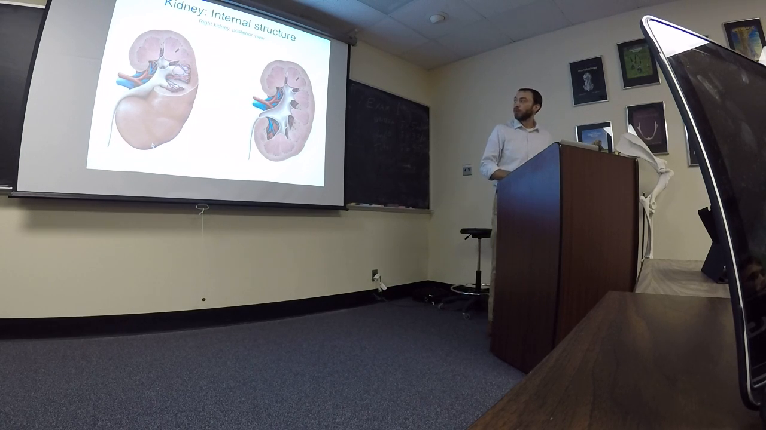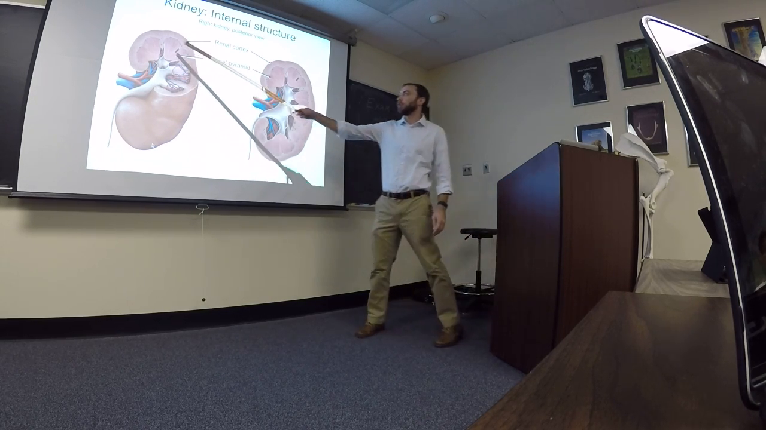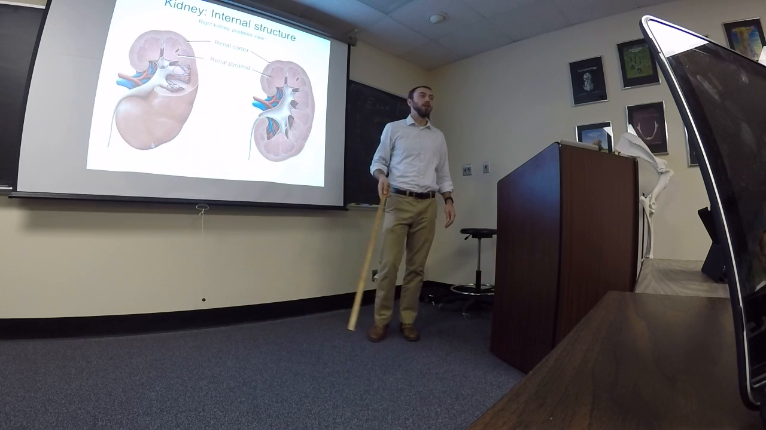All right, we will at some point take our kidneys and section them so that we can see the internal structure. So this outermost portion is called the renal cortex. Then we have these triangular structures inside. These will usually be a different color, called renal pyramids.